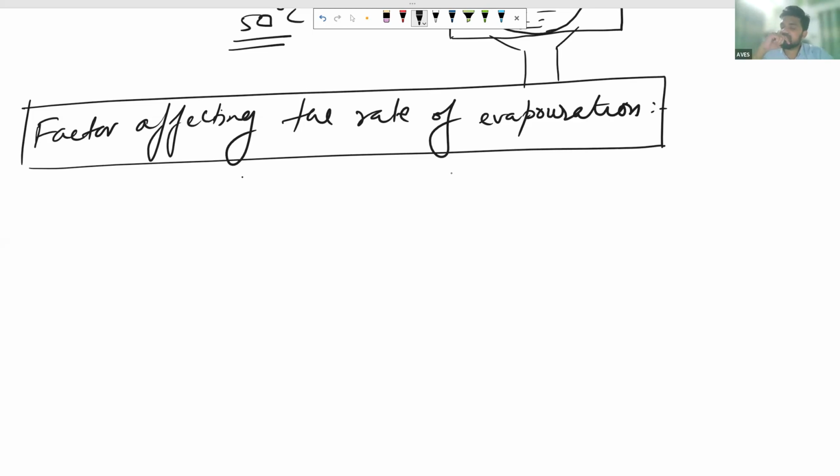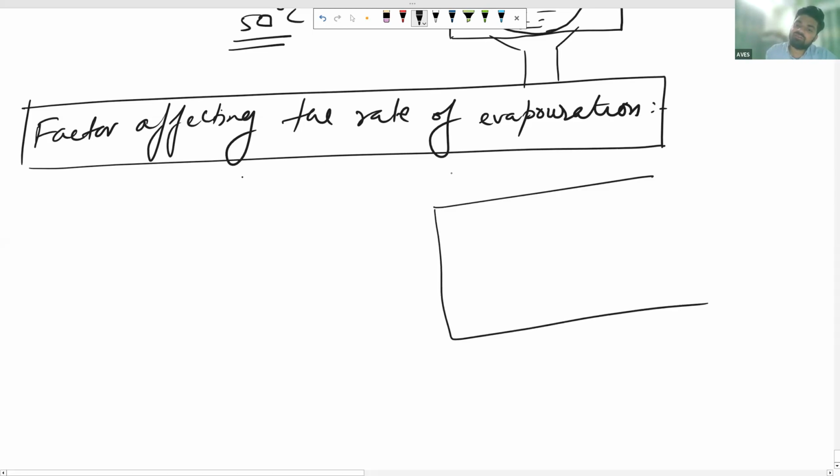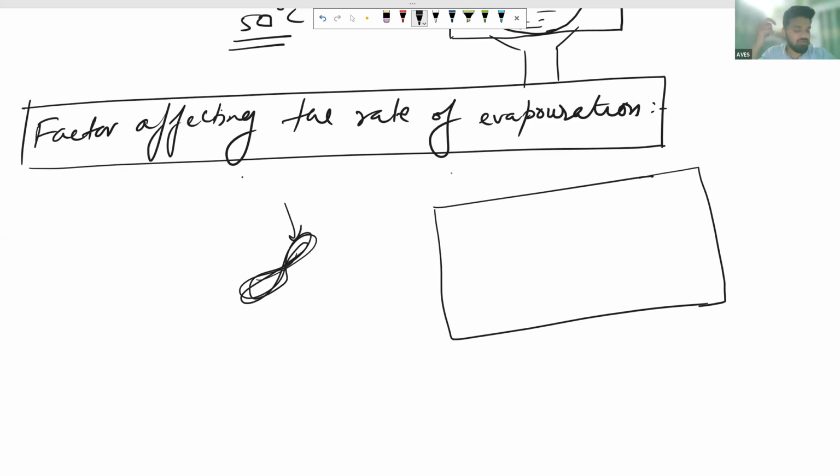I'm saying, for example, your mother washes the dupatta, which has this surface area. If she keeps it folded like this, a wet dupatta, in the sunlight, or another way is that she opens it like this and hangs it on the rope, in which case do you think the dupatta will dry faster? The second case.